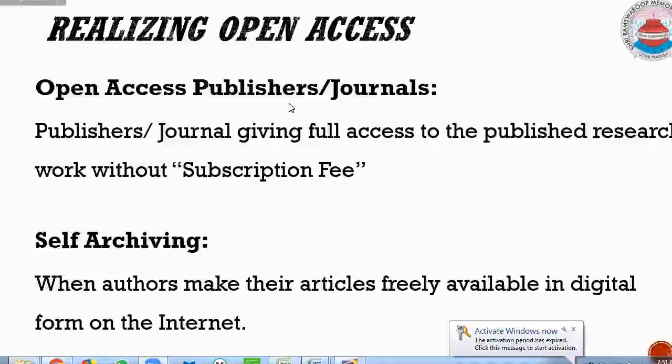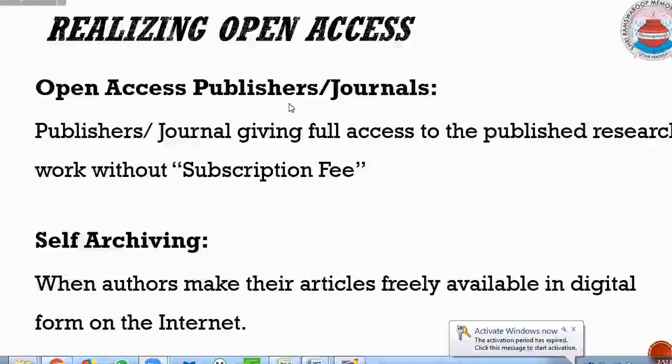So there are two ways of making the current research available to the public and the peers. One is publishing your research in open access journals, and another way is self-archiving.